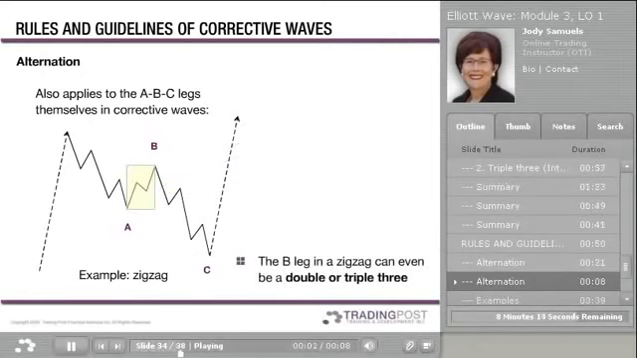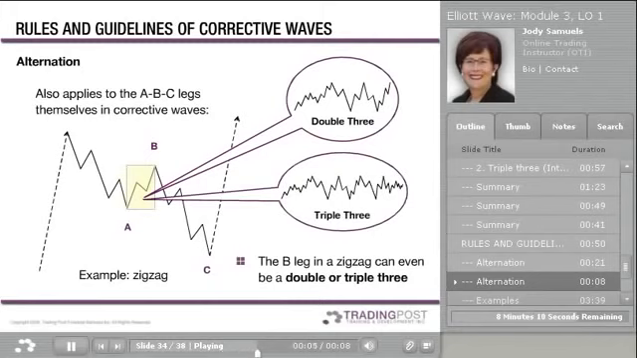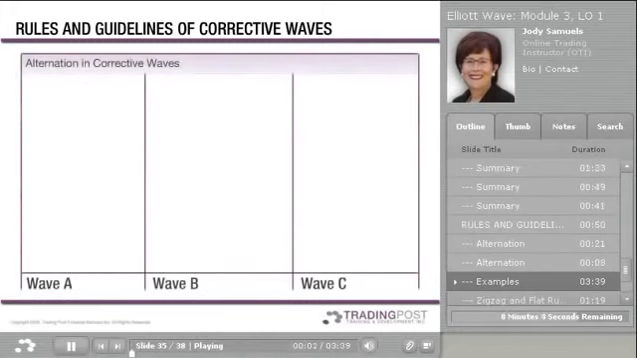The B leg in a zigzag can even be a double or a triple 3. Alternation in corrective waves. We spoke about alternation between waves 2 and 4 in an impulsive 5-wave move up or down. Recall, if wave 2 is simple and sharp, then wave 4 will be complex and sideways. Alternation also applies to the ABC legs in corrective waves. Alternation can apply in any ABC sequence, and it can also apply in an ABCDE triangle situation.